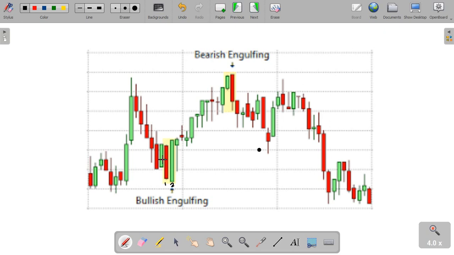Candle number 1 is totally engulfed by candle number 2. And here if you see, this is candle 1, this is candle 2, and candle number 1 is totally engulfed by candle number 2. This whole second candle has eaten the first candle. So this is your bearish engulfing, and they are very strong patterns, and the market will fall down, and here the market will go up.